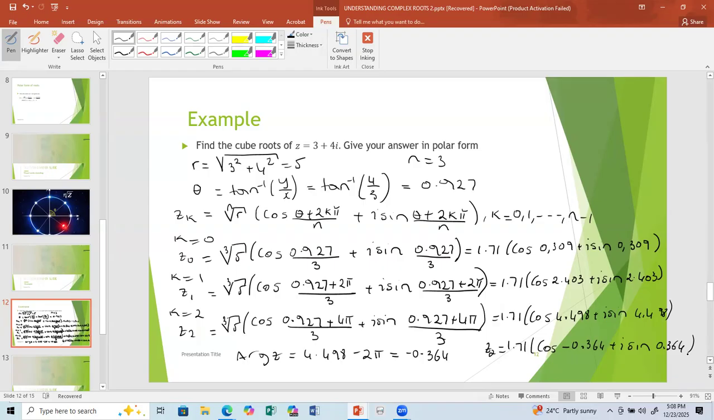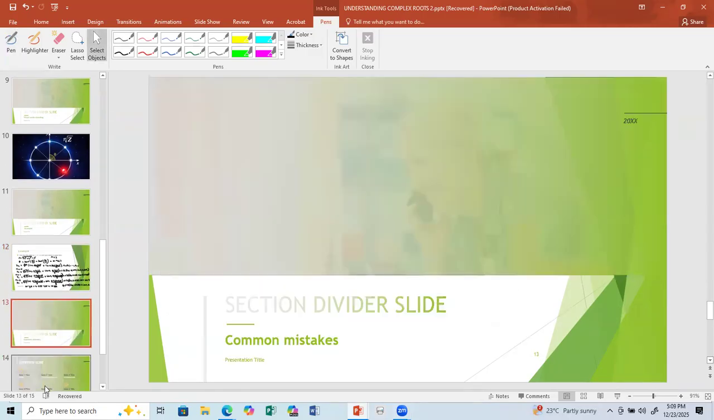Remember, we leave it in polar form because that is the request from the exercise. This is how we look for the complex roots of a given complex number. But there are some common mistakes. Please, when you look for the roots of a complex number, don't fall into the trap that some students make. The mistake is that they just find one root and they stop there. No, you have to find all the n roots, and don't mix up rectangular form and polar form. If your question requires you to give your answer in rectangular form, leave it in rectangular form. If it requires polar form, leave it in polar form.